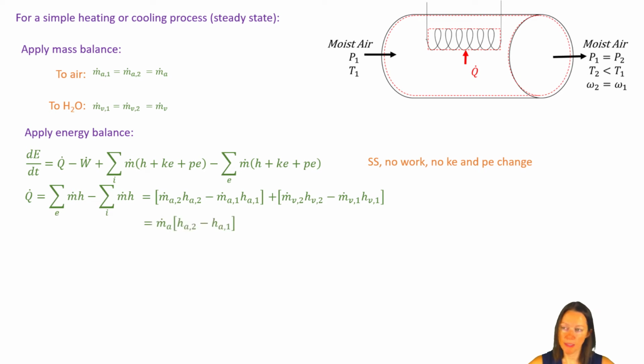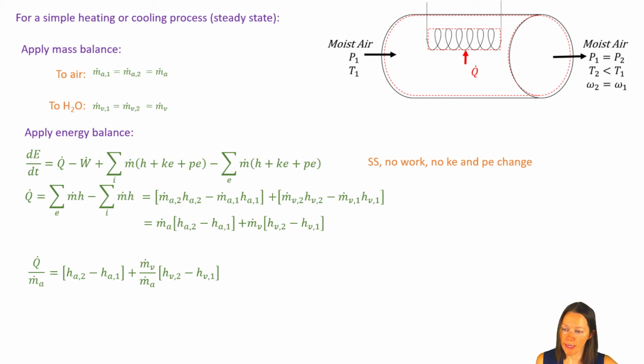And now what I'm going to do is I'm going to realize that the mass flow rate of the air at the inlet and the outlet are the same. So I'm going to just bring that outside of the parentheses there. Same thing with that water vapor. And now I'm going to divide through both sides of that equation by m dot of the dry air. And that would give me units of kilojoules per kilogram of dry air. And you'll see why that's useful in just a second.